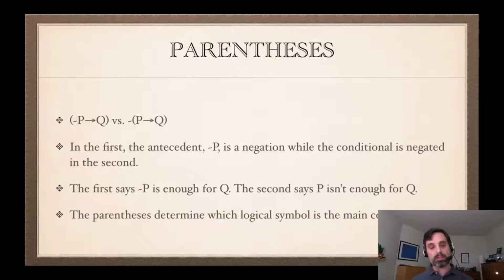So the parentheses are what tell us which logical symbol is the main connective. The parentheses always come with the conditional, and so they're always inserted by the conditional, and so we know that they're going to surround the antecedent and the consequent. So we know on the first sentence, since the parentheses are outside of that, the not is in the antecedent. Whereas in the second one, since the negation is outside the parentheses, the negation is not part of the antecedent, and so it must instead be a negation of the whole conditional.